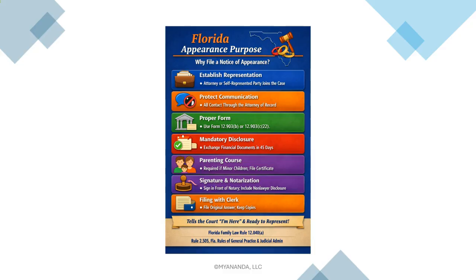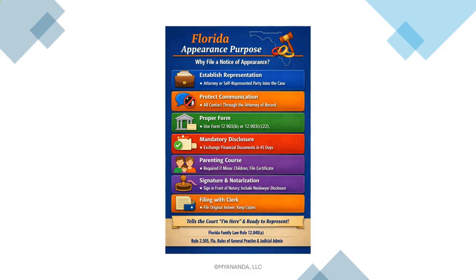So it can establish representation, and the attorney or self-represented party basically joins in the case. It protects communication. Communication comes from opposing counsel, and communications can come from the court. An attorney of record is in the court's system, which explains that there is an attorney involved. The attorney may not have filed an answer yet.